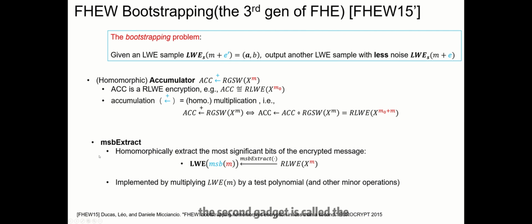The second gadget is called the MSB extract. The idea is to try to homomorphically extract the most significant bits of the encrypted message. So the input is a ring LWE encryption of x to the power of m. Now after the operation, I get an LWE encryption of the MSB of the M. And this can be implemented by multiplying the ring LWE encryption of M by a test polynomial and some other minor operations.